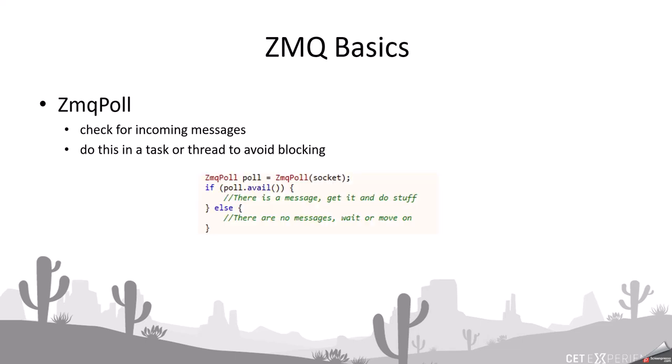So here's what that would look like. You create your poller, passing in your socket, and then you just check poll eval to see if there's a message. If there is, then you can receive a message, which we'll see in a minute. Otherwise you can have your task return and wait till the next time around to handle it when it does get here.